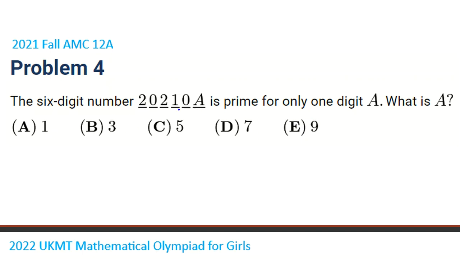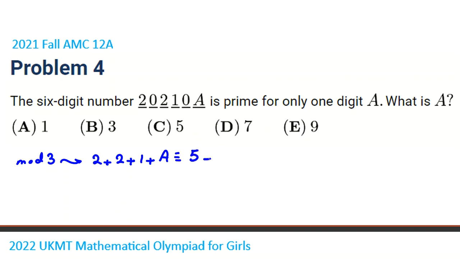We consider, for example, whether it is a multiple of 3 or not. For mod 3, we should consider the sum of digits: 2 plus 0 plus 2 plus 1 plus A. It says it is prime, so it shouldn't be a multiple of 3.